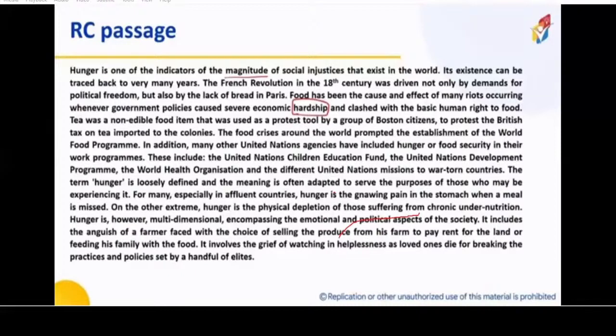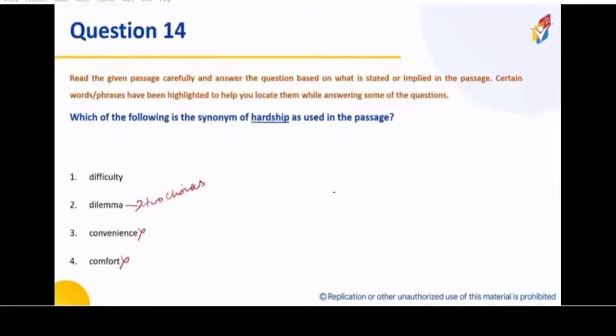Severe economic hardship. So when government policies leave you with no money, it is hardship. It is an economic difficulty. It's not a dilemma. It is not a situation in which you're stuck between two choices. So the answer should be difficulty and clashed with the basic human right to food. All right. So your answer should be difficulty here.